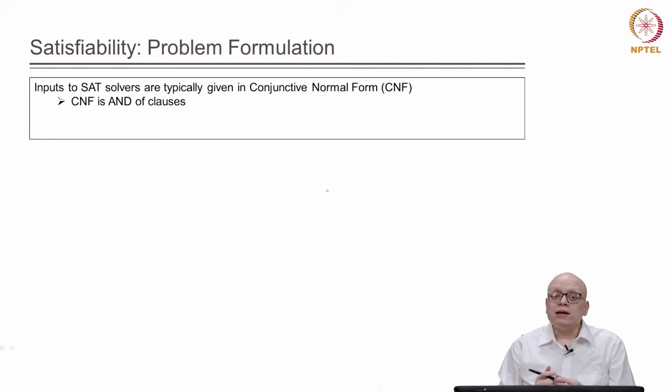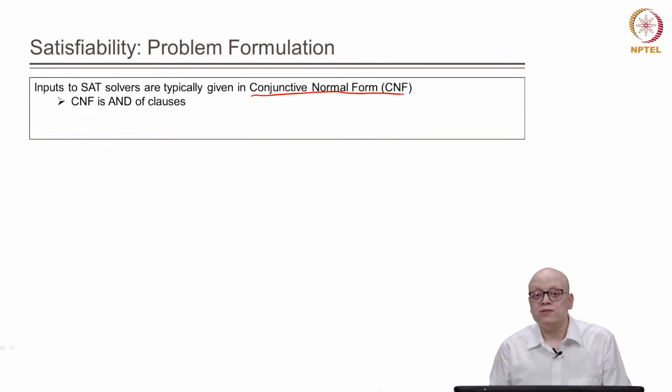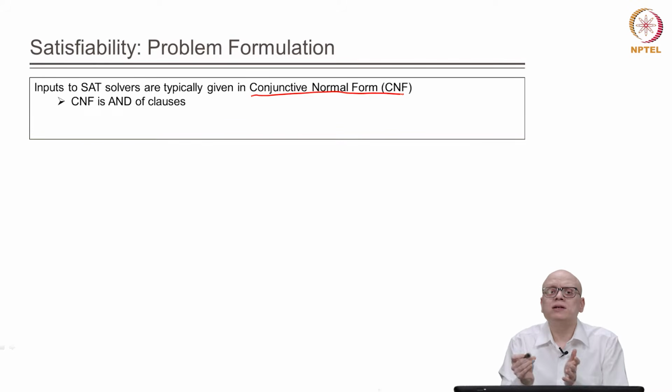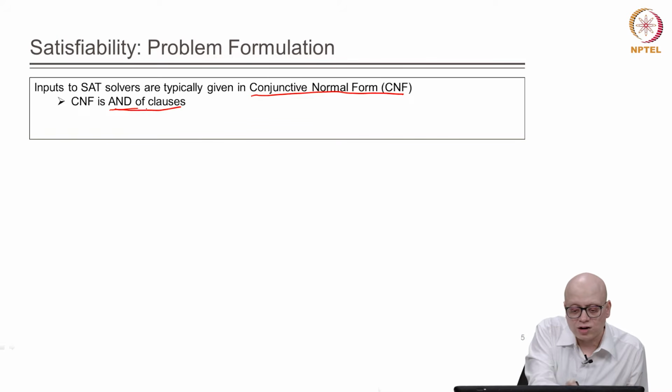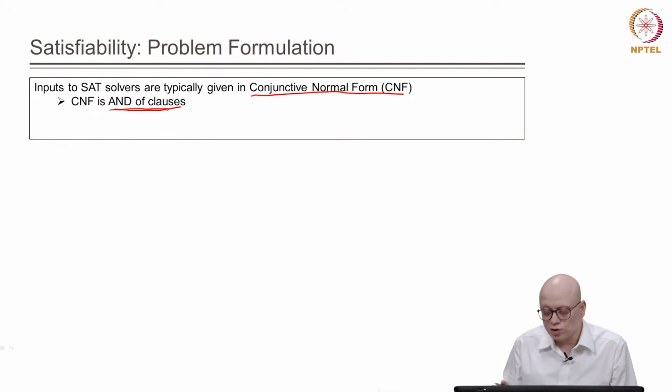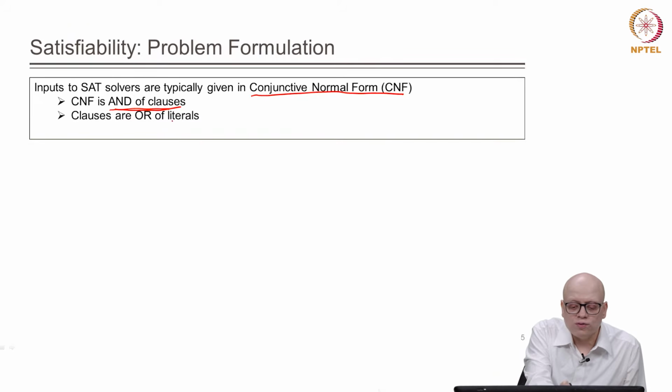Now, what are inputs to a SAT solver? SAT solvers typically take input in terms of conjunctive normal form or CNF representation. This is a special type of representation of a Boolean function. What it is, we will just see. CNF is AND of clauses. And what is a clause? Clauses are OR of literals.